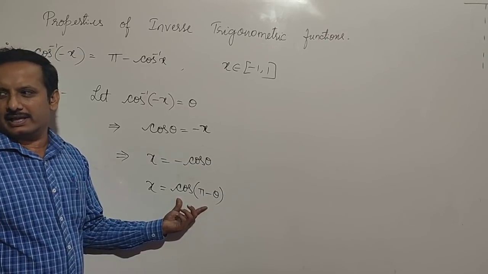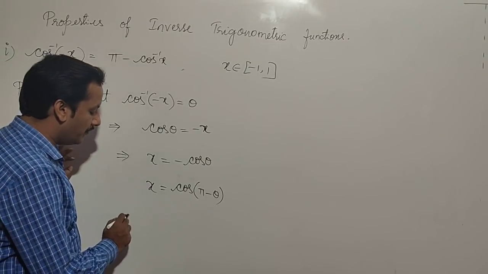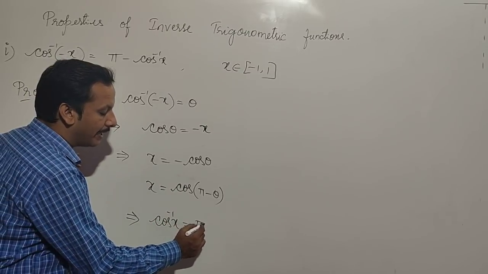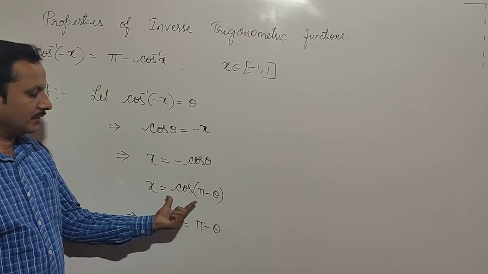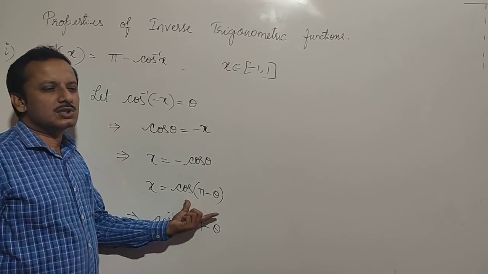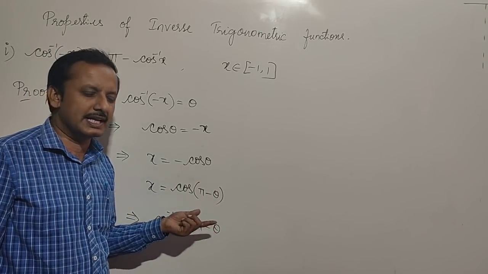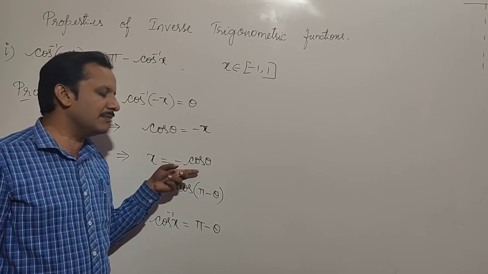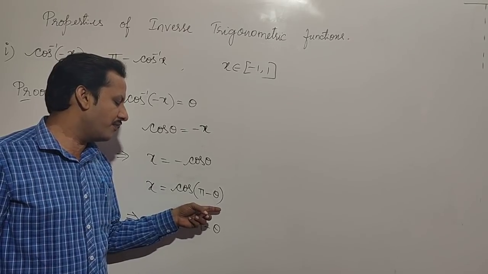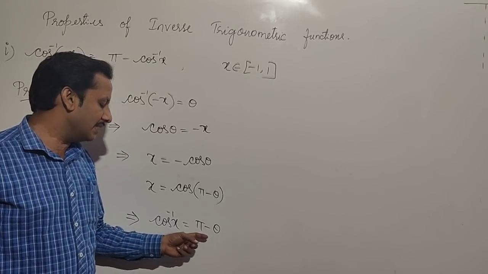Cos of pi minus theta. X is equal to cos of pi minus theta. So from this I can write cos inverse x is equal to pi minus theta. Cos of pi minus theta, in other words cos 180 minus theta, is equal to minus cos theta. In the second quadrant, cos is negative. So cos 180 degree minus theta will be equal to minus cos theta. So I am writing minus cos theta as cos of pi minus theta, which will give you cos inverse x is equal to pi minus theta.